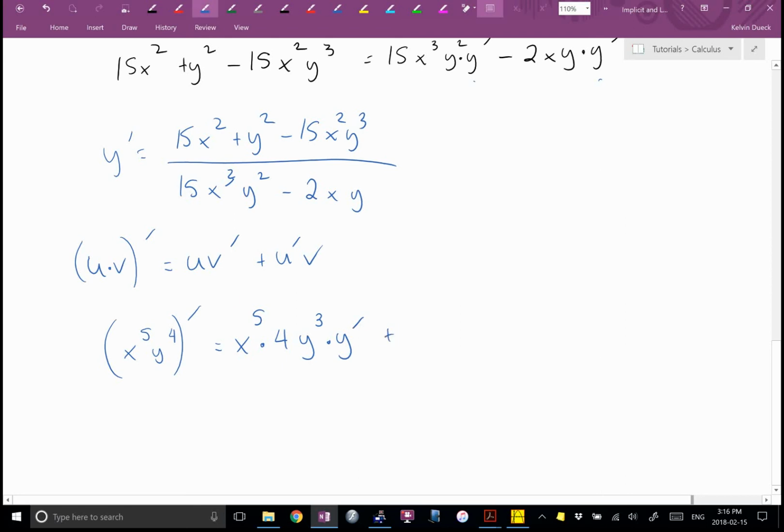Plus, derivative of the first function. 5x to the 4. Yes? Okay, then the second one stays the same. Technically times the derivative of x, except what's the derivative of x? 1. But I'm telling you, you've been doing the chain rule since day one without realizing you were doing the chain rule since day one. Yeah. Rewrite the second function.